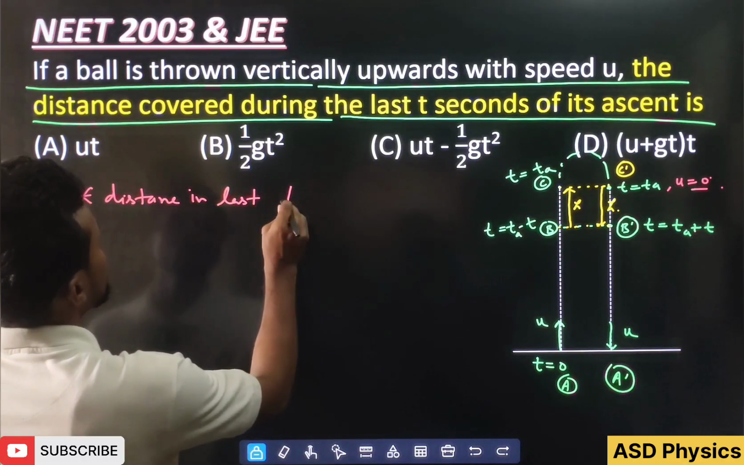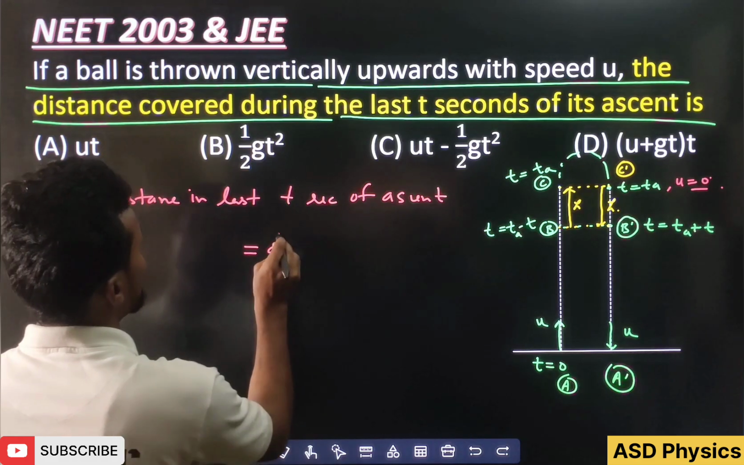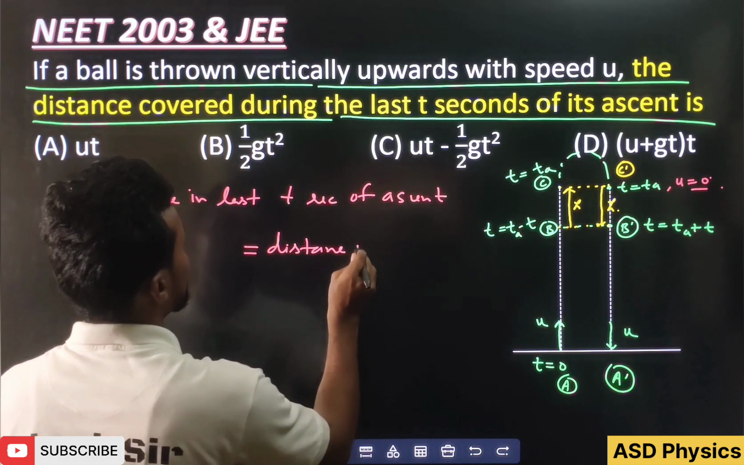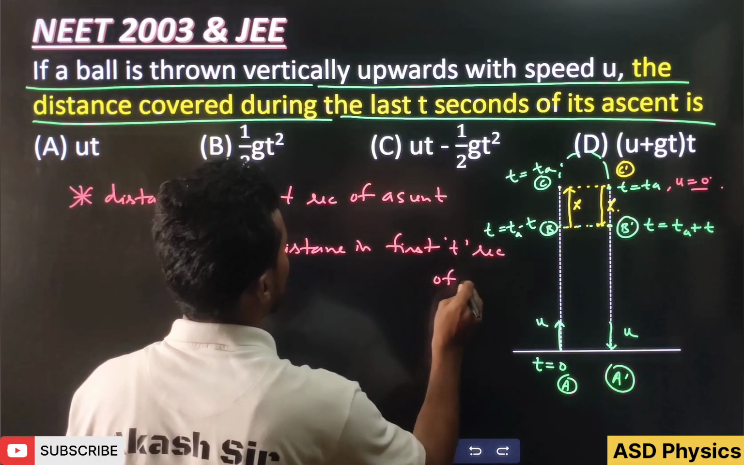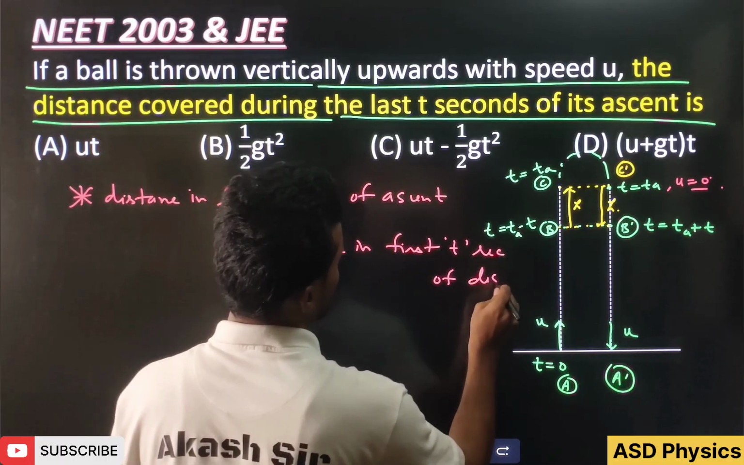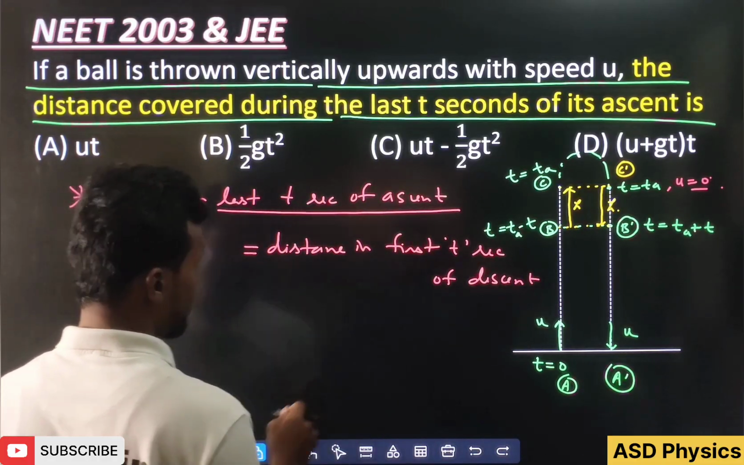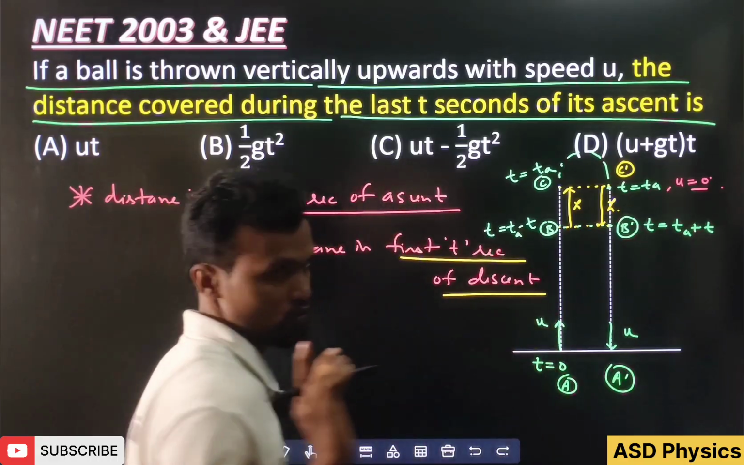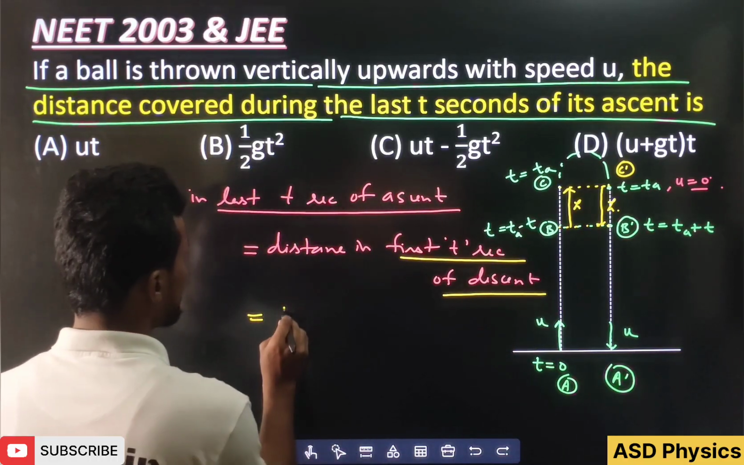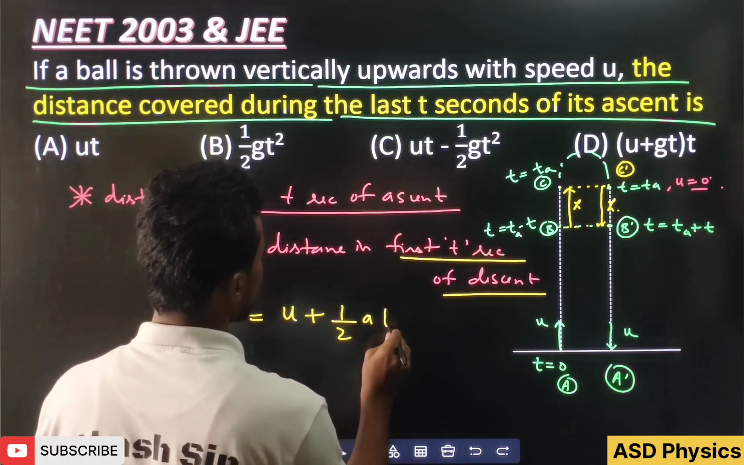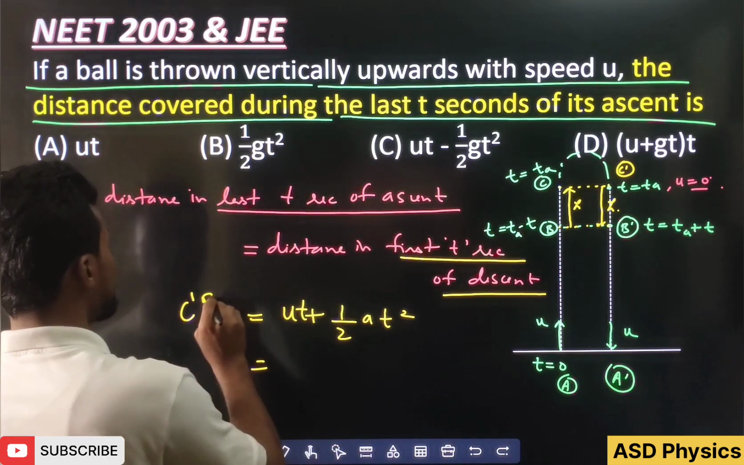So remember that the distance in the last t second of ascent is equal to the distance in the first t second of descent. Okay, students, remember that. Last t second of ascent and first t second of descent, same story. Symmetry of the motion. Now, the t second of descent calculation is very easy. We can use here u t plus half a t square. I am using the equation of motion from C dash to B dash here.